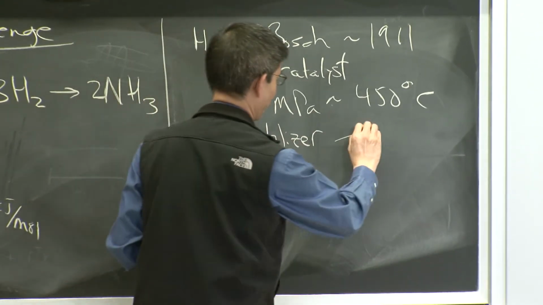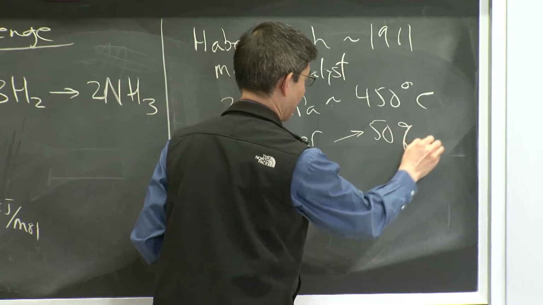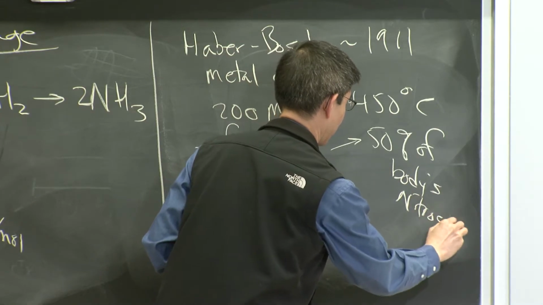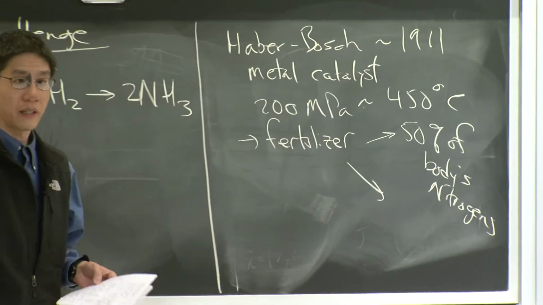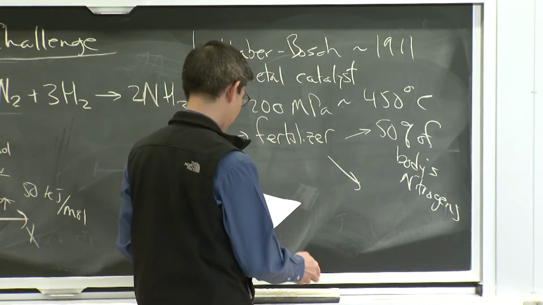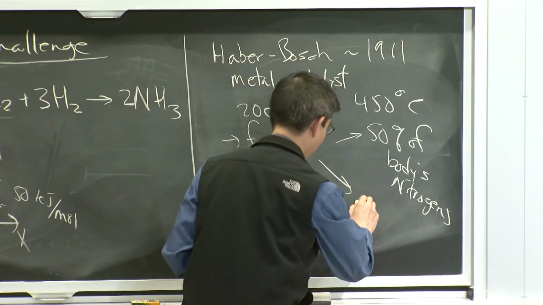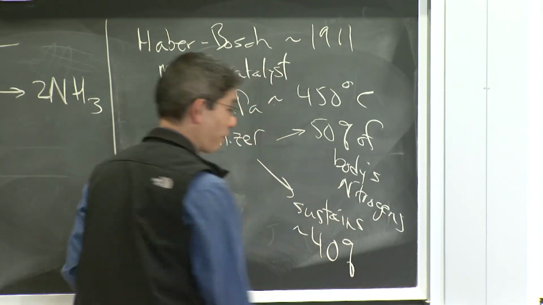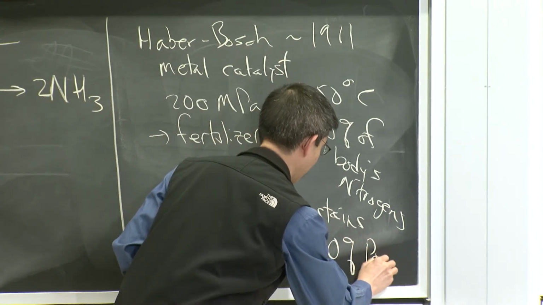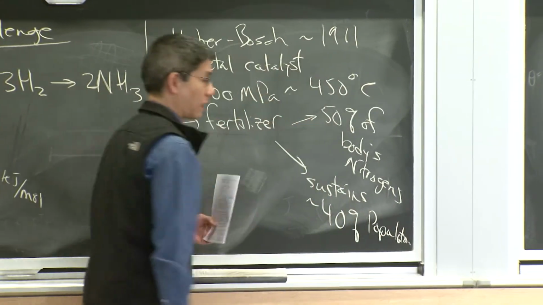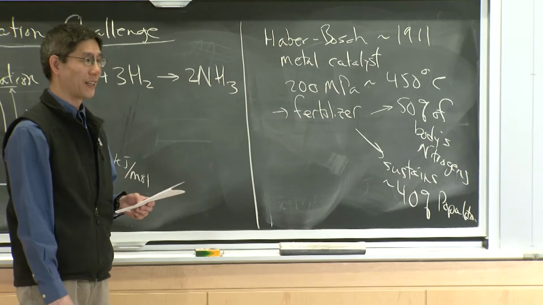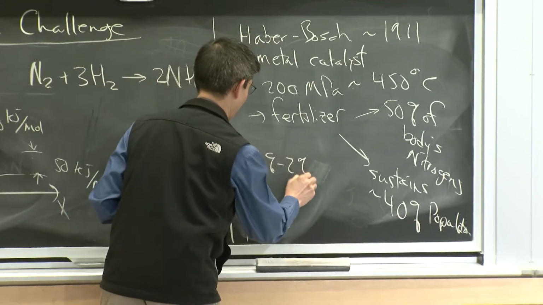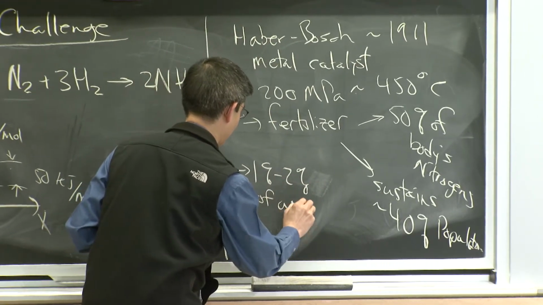And that fertilizer then goes into you, the human body. And we can estimate that it probably is responsible for something on the order of the sustenance of maybe 40% of the world population. Enormous industrial scale production. And at the same time, the cost is between 1% and 2% of the world's energy.